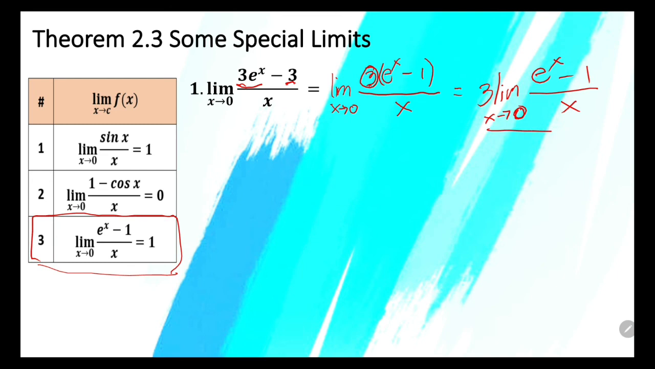Okay, and this one, you have the 3 times the limit of e to the power of x minus 1 all over x as x approaches 0, which is property special limits number 3. This is equivalent kang 1. And we already know that 3 times 1 is also equal kang 3. And that is the limit.